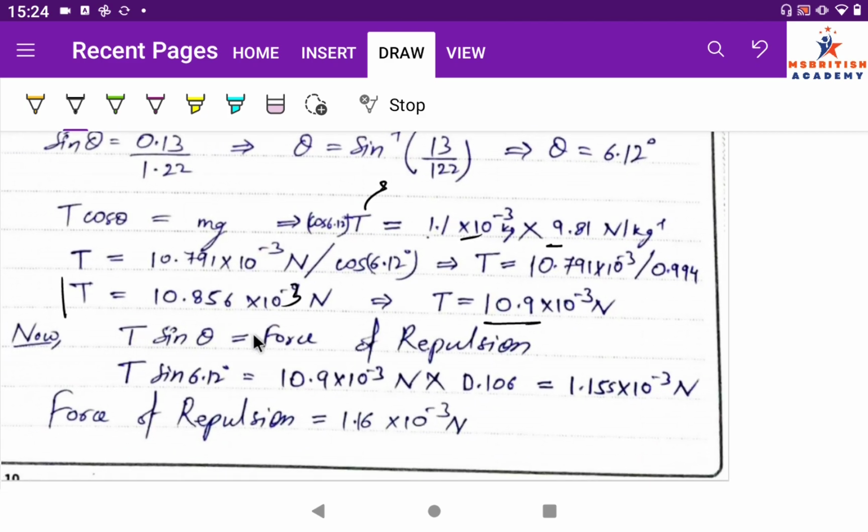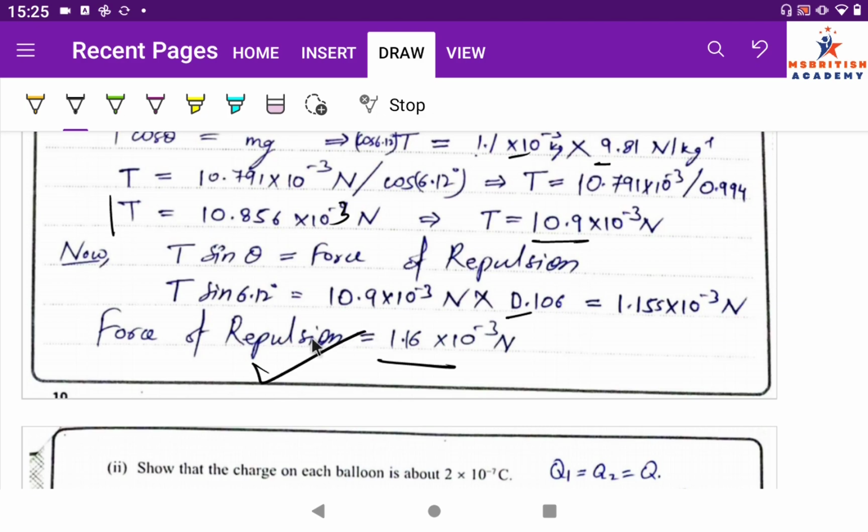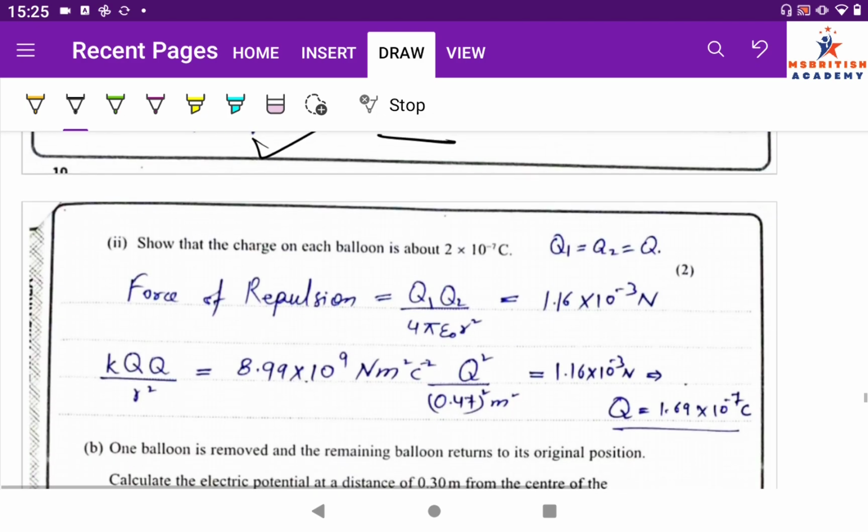So here T sin theta is equal to the force of repulsion, which is T sin 6.12 degrees, and the T value is 10.9 into 10 raised to minus 3 newtons, multiplied by this. So the force of repulsion is about 1.16, and it is almost about 1.1 into 10 raised to minus 3 newtons. So you have done this. Now the second part: show that the charge on each balloon is about this much.